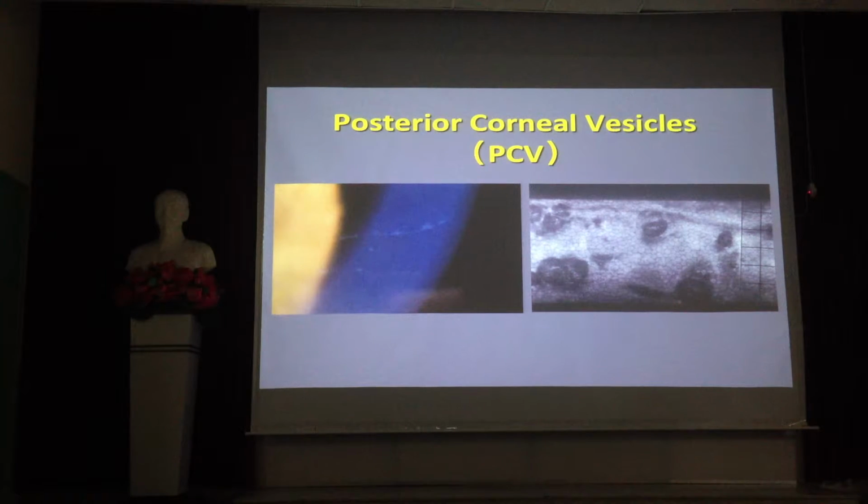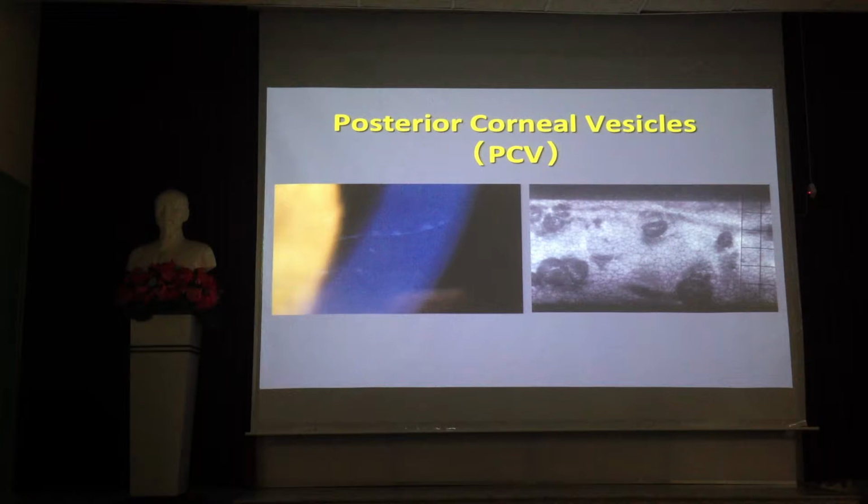Posterior corneal vesicles. This was reported in 1981 or so. Jay Krachmer at the University of Iowa reported the posterior corneal vesicles, PCV. PCV is seen not only in the retina, but also in the cornea as well.